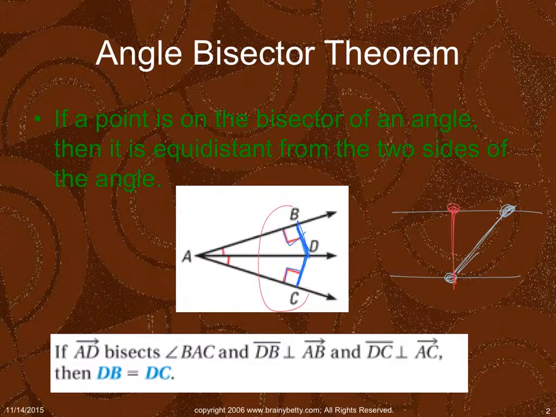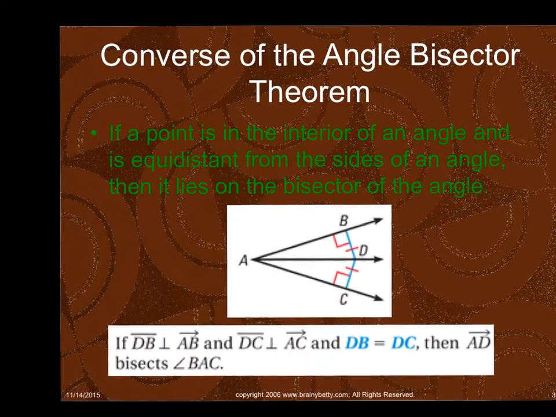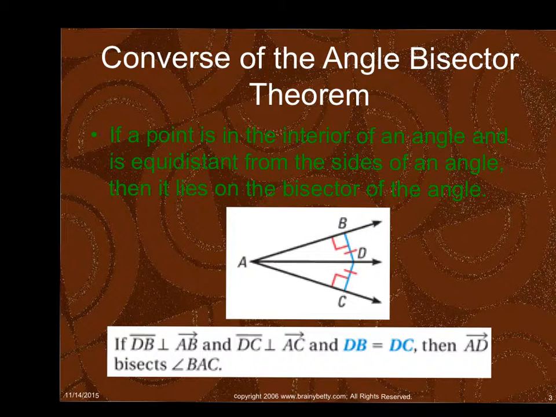So in this case, if ray AD bisects angle BAC, and DB is perpendicular to AB, and DC is perpendicular to AC, then DB equals DC. So these two segments would be equal. The converse to that, switch the if and the then. If a point's in the interior of the angle, so it's got to be in between the two sides, and it's equidistant from the sides of the angle, then it lies on the bisector of the angle.